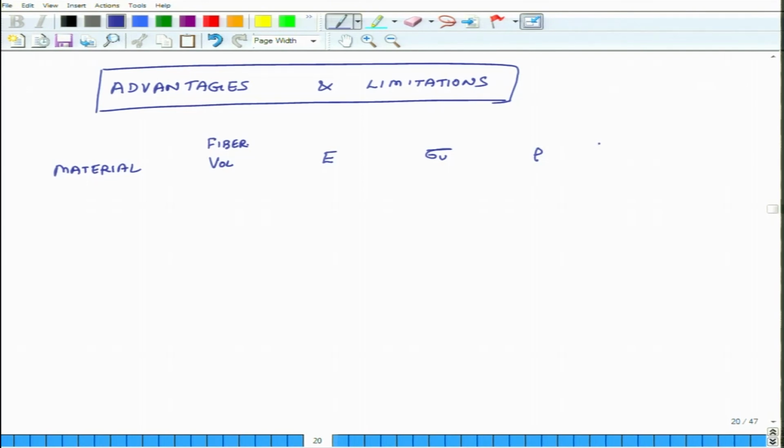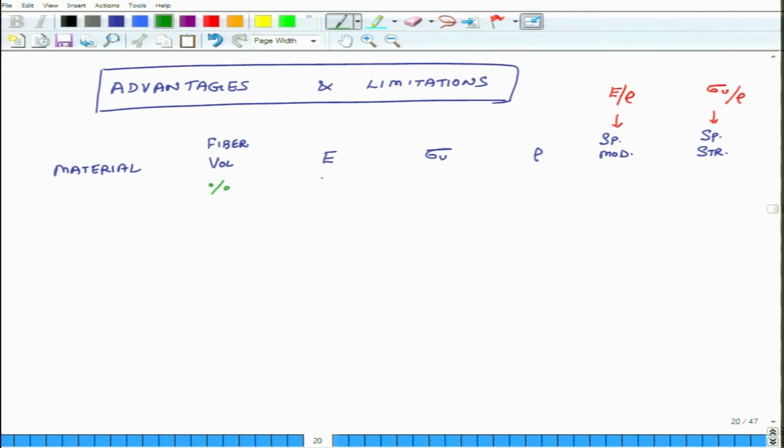The sixth column would be specific modulus, and I will explain what it means. And the seventh column would be specific strength. So, what do I mean by specific modulus? By specific modulus, I imply E over rho, and by specific strength, I imply tensile strength sigma over density. So, this is how I find specific modulus, and let us write down the units of these.